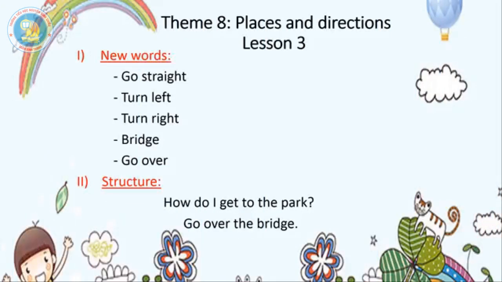Everyone, you open your notebook and write down. Theme 8. Places and directions. Lesson 3. Part 1. New words. Go straight. Turn left. Turn right. Bridge. Go over. Part 2. Structure. How do I get to the park? Go over the bridge.